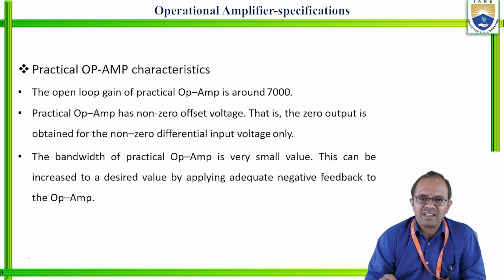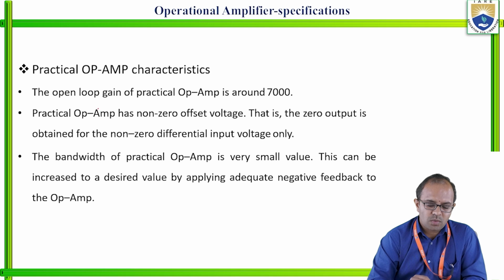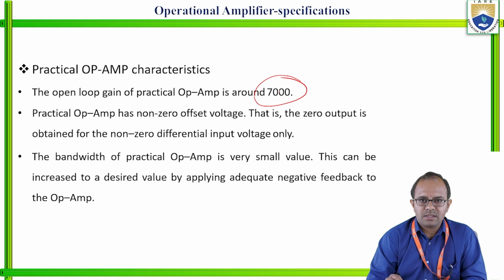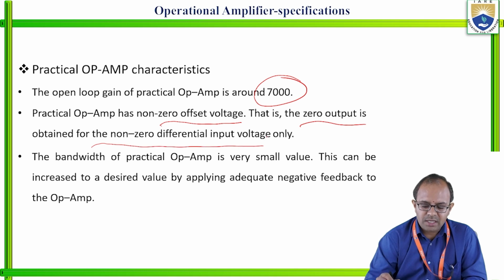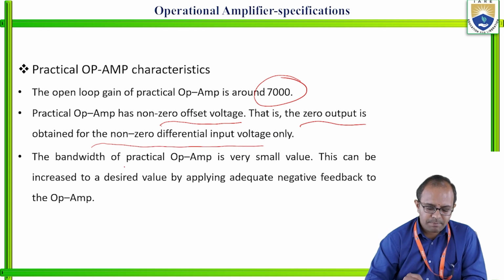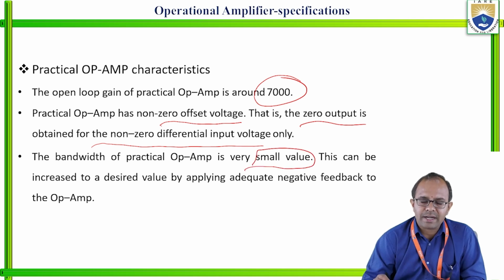Coming to the practical characteristics, the open loop gain of a practical amplifier is around 7,000. A practical op amp has a non-zero offset voltage, that is, the zero output is obtained for a non-zero differential input voltage. And the bandwidth of a practical amplifier is a very small value, unlike the ideal characteristics.